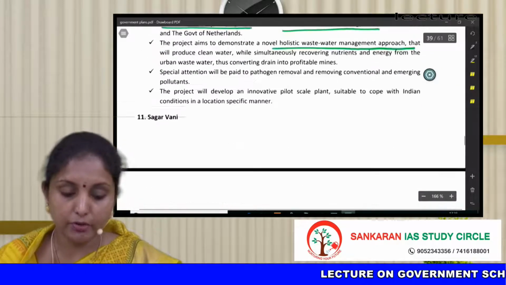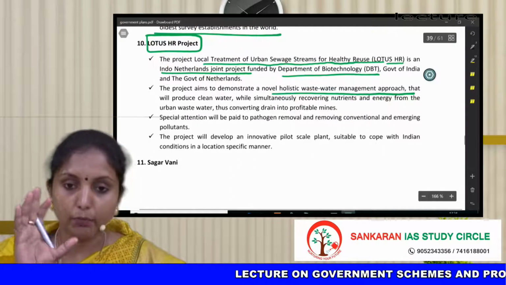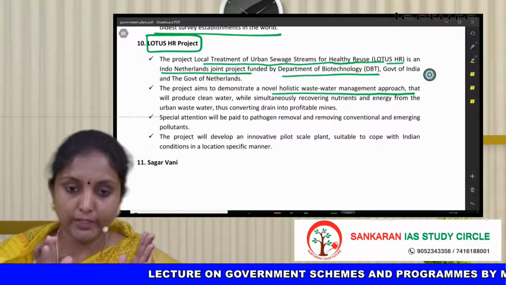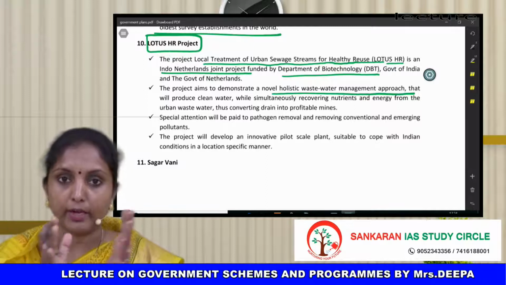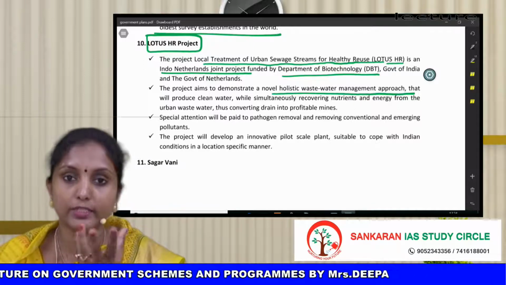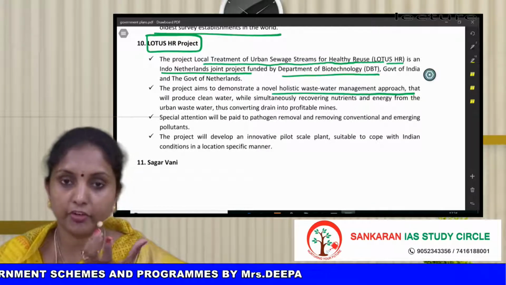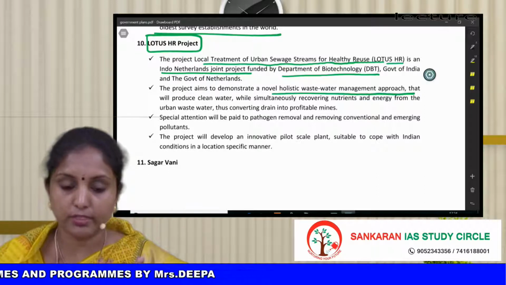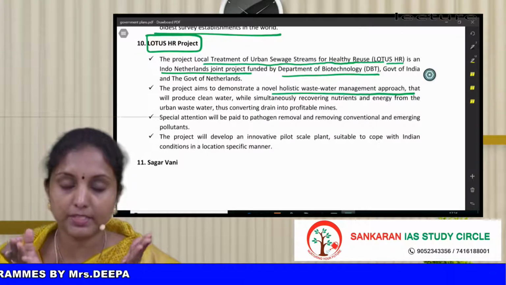So that's about Lotus. One thing you remember about Lotus, how to connect that one? Sewage. Lotus usually grows in dirty water, right? So sewage is dirty water. You can compare that one and keep that inside the mind.